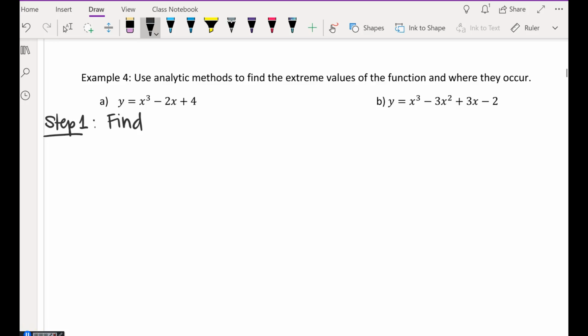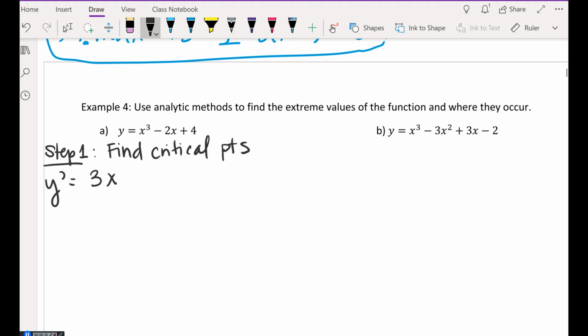Okay. Find critical points. Just like yesterday, how do we find the critical points? The derivative. Y prime is, what is y prime? Carol, let me know. 3x squared minus 2. Good. And we take the derivative and we do what, Leo?